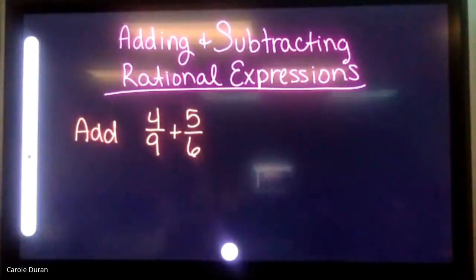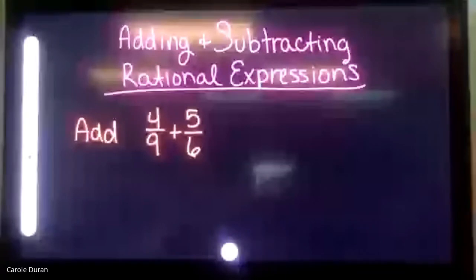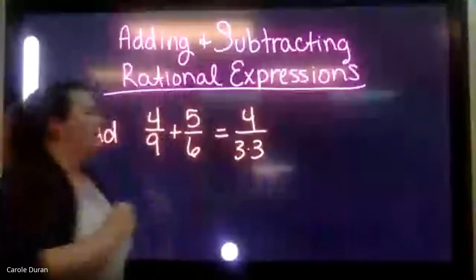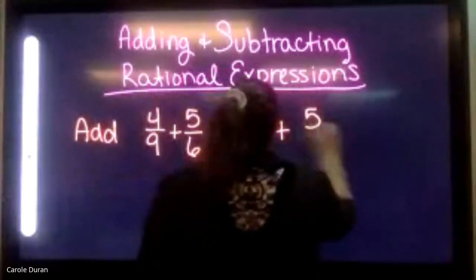Okay, can I add them the way that they are? No. So what I'm going to do is break them down until the denominators are in what we call factored form. And then I'm going to see what they have in common and what I need to put into each of them so they have the same denominator. So I know that I can break 9 down into 3 times 3, right? Because 3 times 3 is 9. And then I know 6 is 2 times 3.